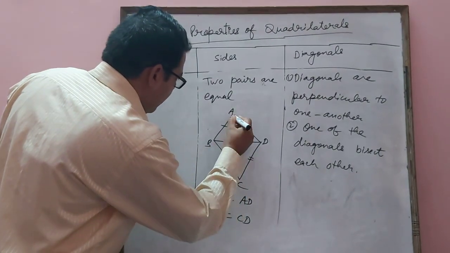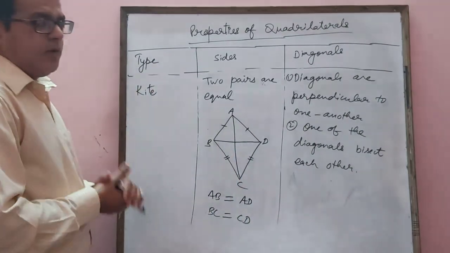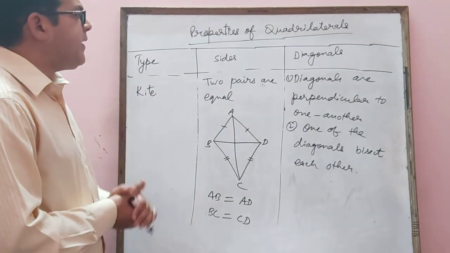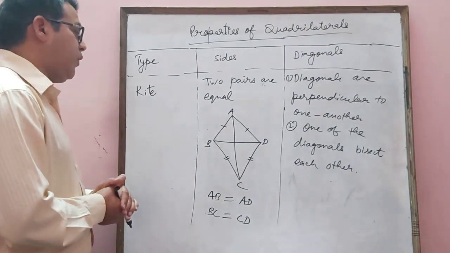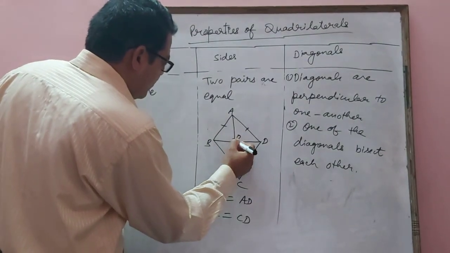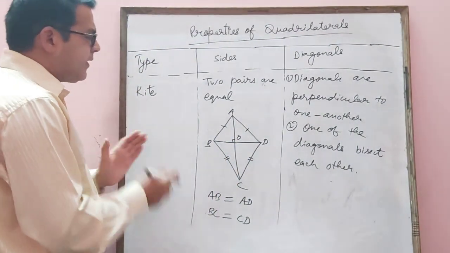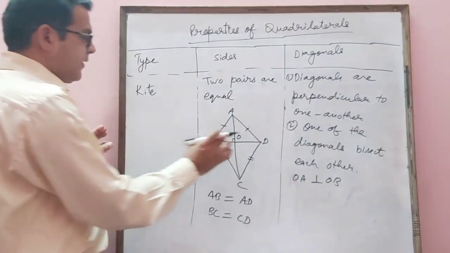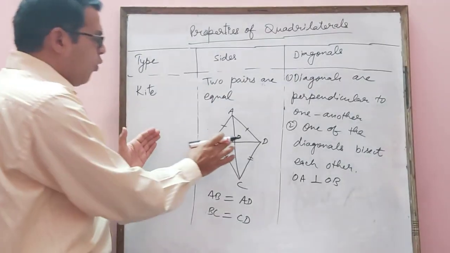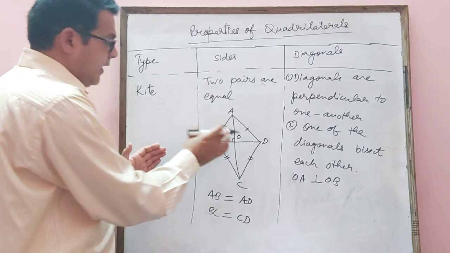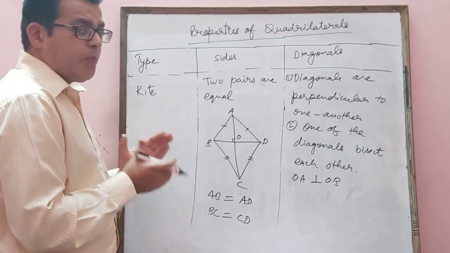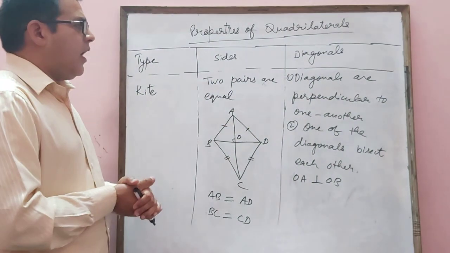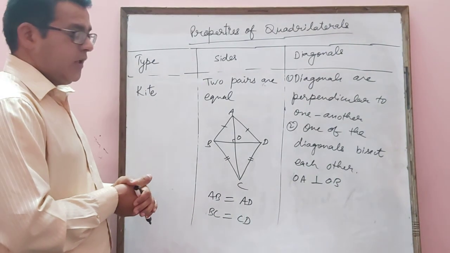So BD and AC, these are the two diagonals. You can see here. The first property says that diagonals are perpendicular to each other. This is the intersection point, so this angle is 90 degrees. So we can say that here OA is perpendicular to OB, or OB is perpendicular to OA. According to the properties, diagonals are perpendicular to one another, right?